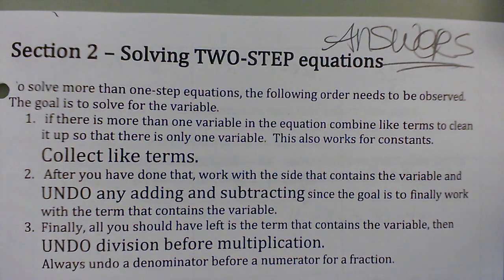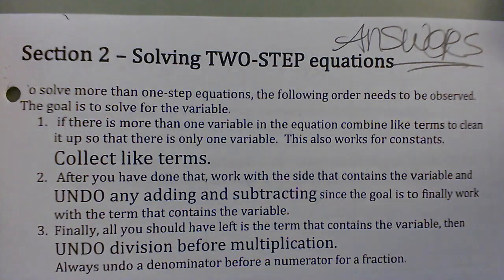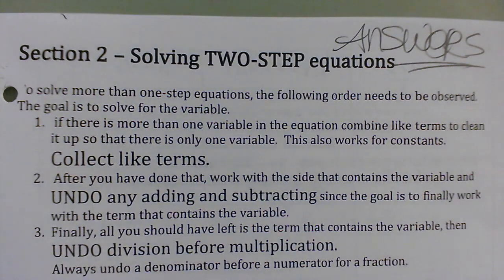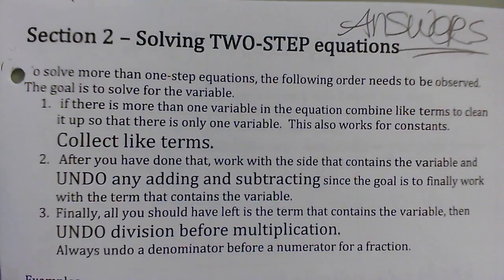So now we're moving into two-step equations, all right? The first one was just one step. We identified whether it was adding, subtracting, multiplying, or dividing, and then we used the opposite to undo it, right? Now this one is going to have a bit more steps to it. So there may be more than one variable within the equation, right? One side may actually have more than one variable on the side.